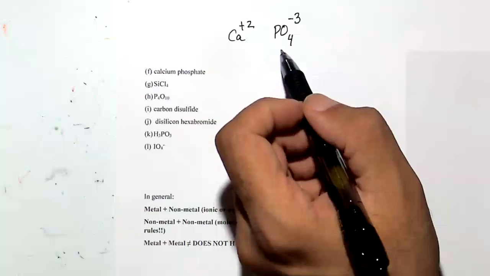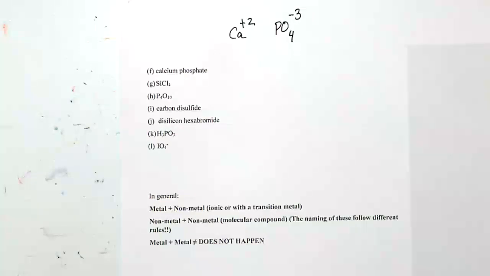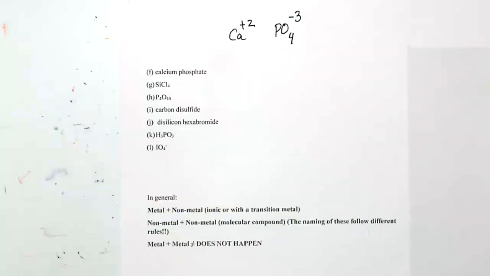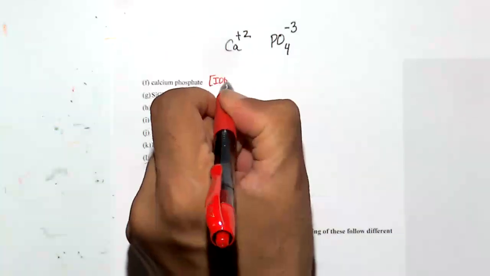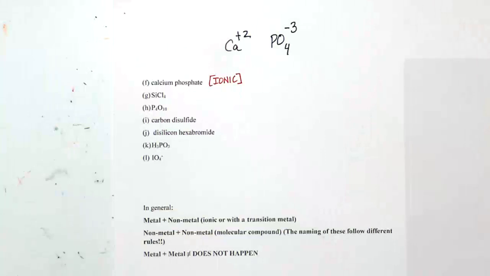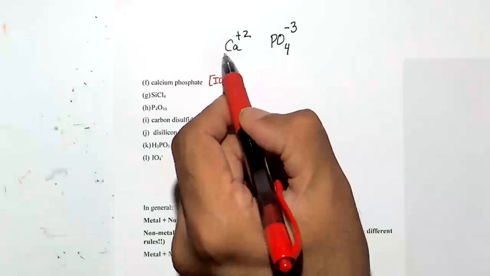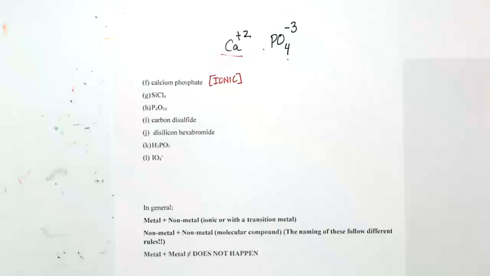So this is like grammar. Like in any introductory class, you have to learn the grammar. So this is our grammar. All right, is this ionic or covalent? Okay, it's ionic because we have pluses reacting with the minuses. We have a metal in calcium reacting with a bunch of nonmetals in phosphate.